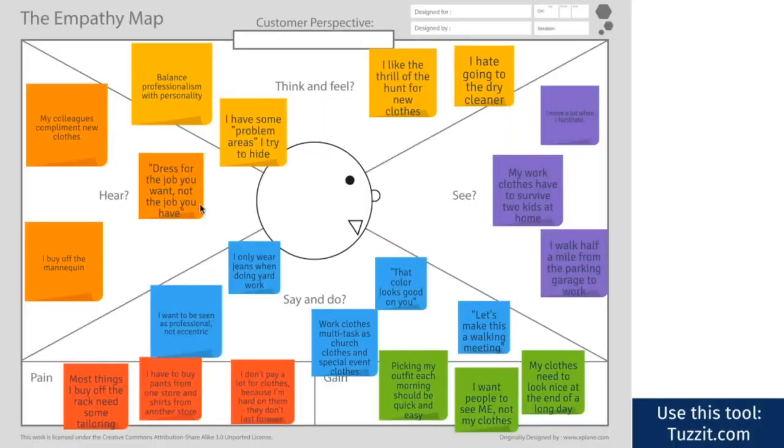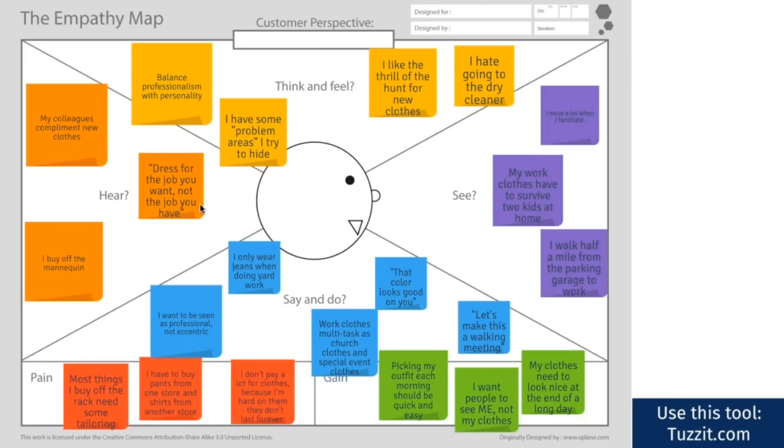So this is an empathy map that I had put together based on my answers to some of these questions. You can see some of this is a little gender specific. Some of this may be different from some of your answers. There's some things that I definitely saw parallels for me, that I've got some problem areas. My work clothes have to survive two kids at home because I don't have a costume change when I get back there. So there's things that we could definitely draw some commonalities.